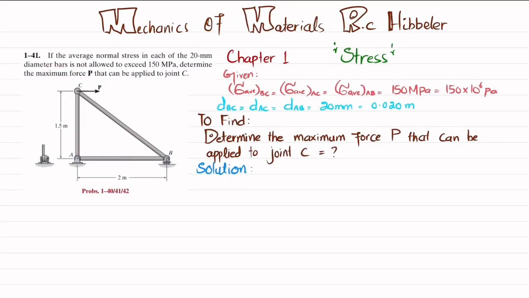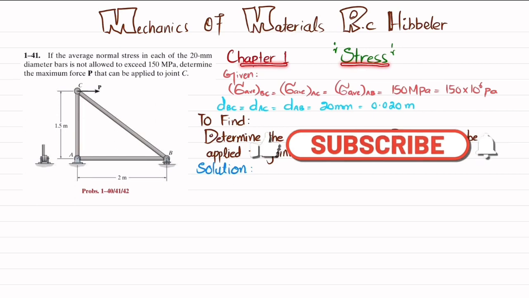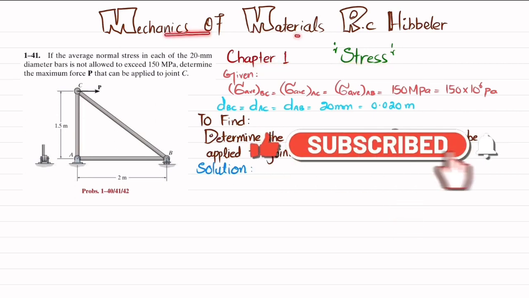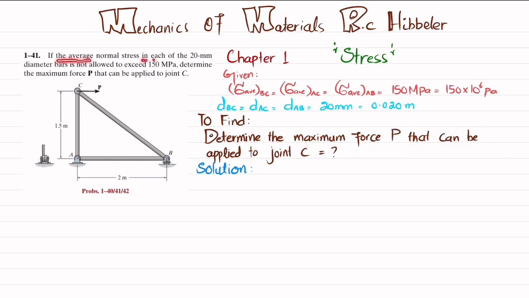Welcome back. Problem 1-41. This problem is taken from chapter number 1, stress or internal loading, and the book is Mechanics of Materials by R.C. Hibbeler. The statement is: if the average normal stress in each of the 20 millimeter diameter bars is not allowed to exceed 150 megapascal, determine the maximum force P that can be applied to joint C.